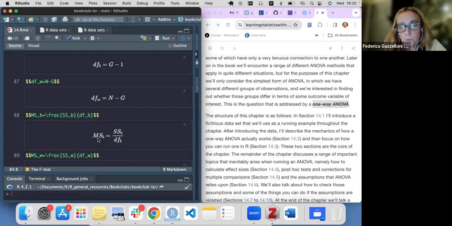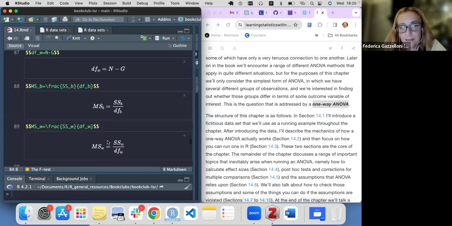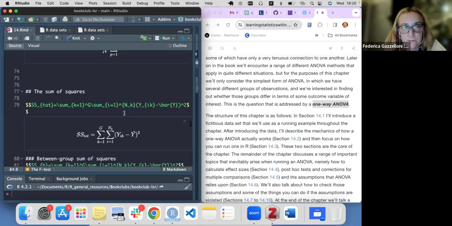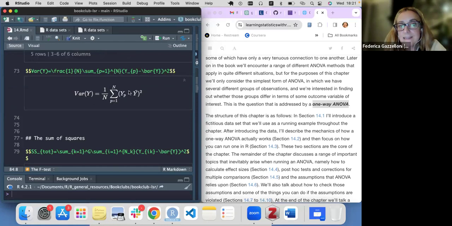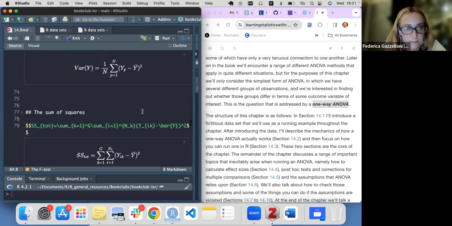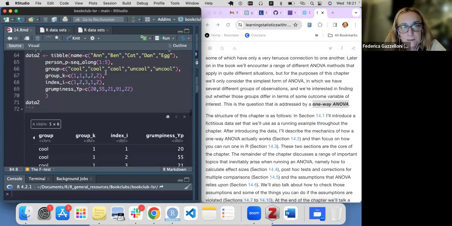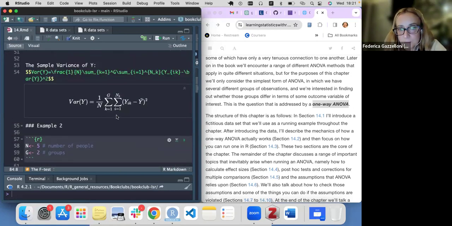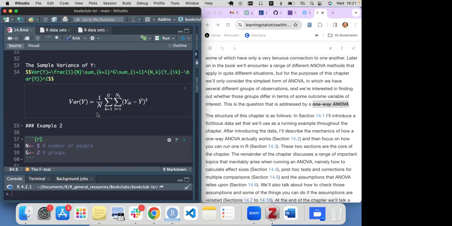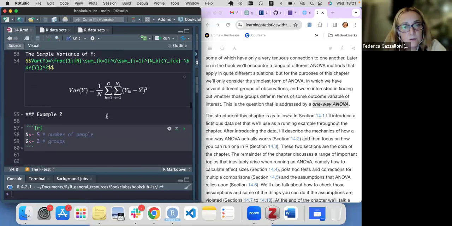And what is actually done is basically the sum of square divided by the number of the degree of freedom. This degree of freedom, as you can see, the variance here is divided. This is the sum of square, and it is divided by n. N is the number of observations.